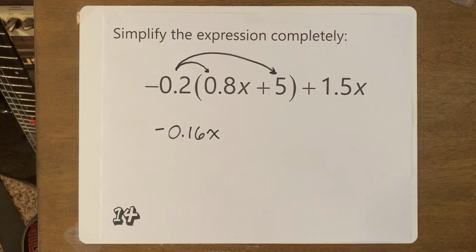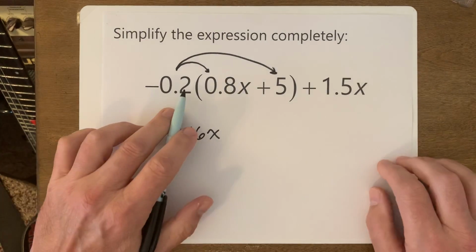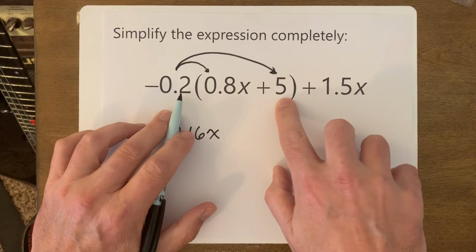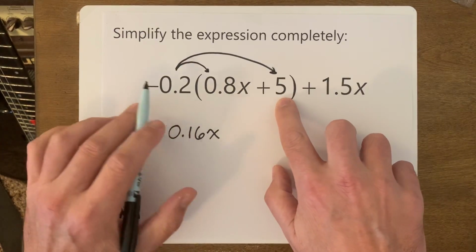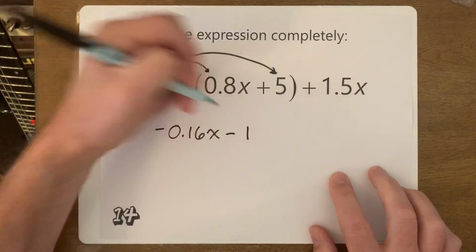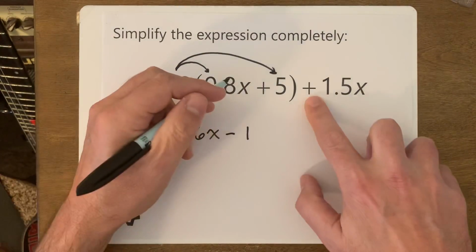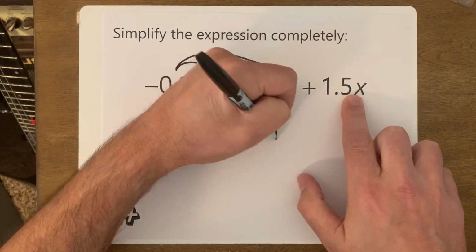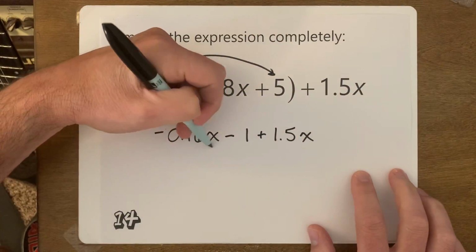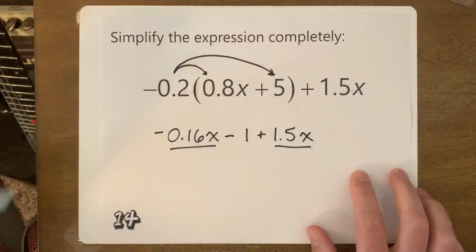Okay, so now you have a 5 times 0.2. So if you multiply 5 times 0.2, I mean, you think about it, 0.2 is 1/5. So if you multiply 1/5 times 5, you're going to get 1. And so when you multiply these guys, it's just going to be negative 1. And that's it. Plus 1.5x at the end. Don't forget that.